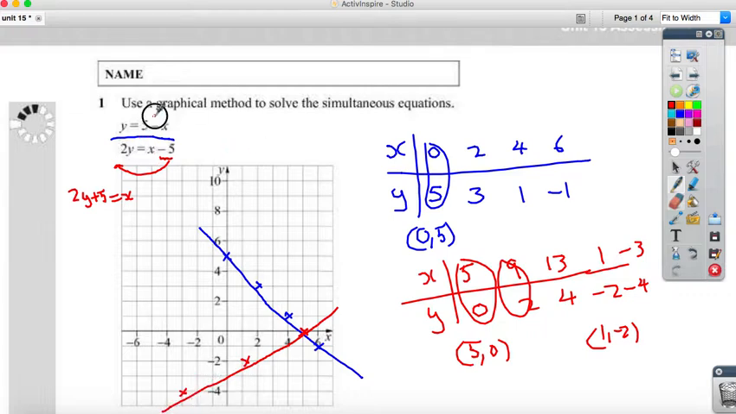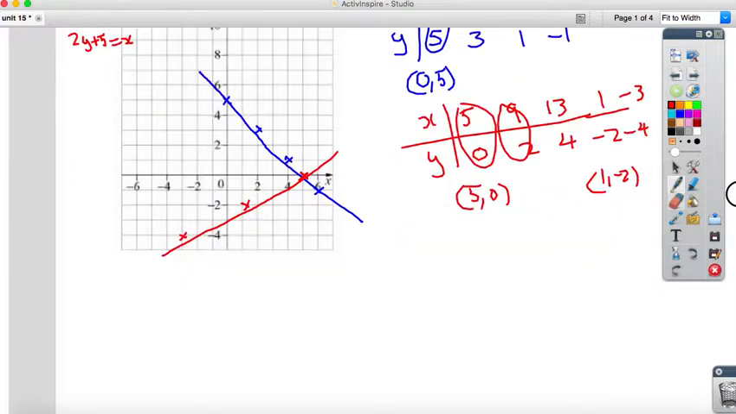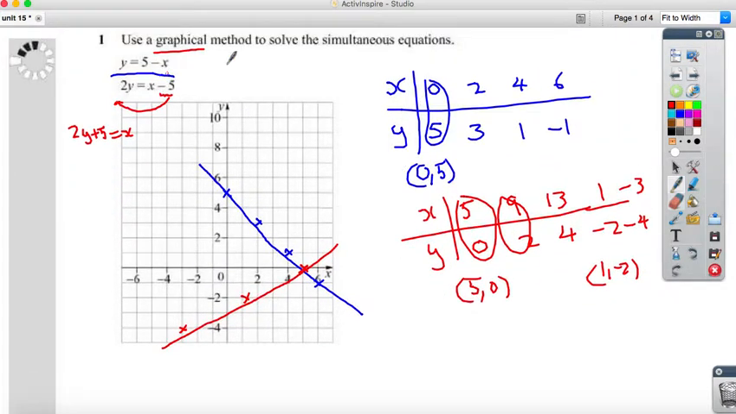Okay, so the graphical method is where you draw the lines, and the answer is where they cross over. Now, the common mistake here is to leave it like that and think you've finished. You haven't quite finished yet, because it's about solving, and if it says solve, you need an x equals and a y equals. So your answer is x equals the x value where they cross over, which is 5, and y equals the y value when they cross over, which is 0. So it's x equals 5 and y equals 0. Okay, that's question 1 done.